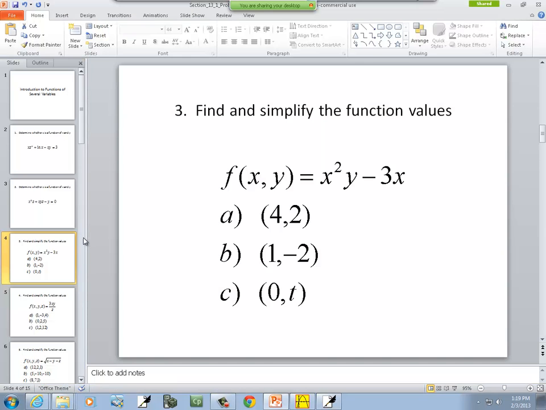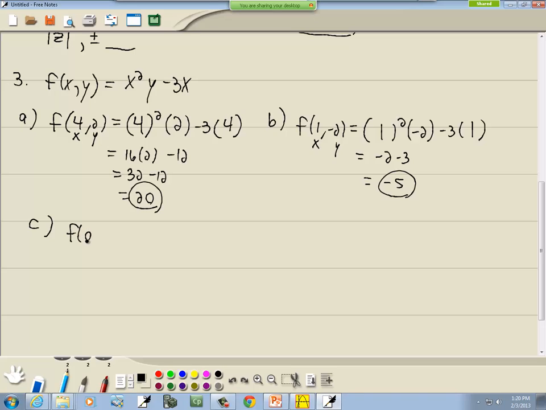And then part C, we want to find f of 0, t. So again, we'll go through and replace our variables with parentheses. This is our x and this is our y, so we'll put 0 in for x and we'll put t in for y. Well, 0 squared is 0, times t is 0, minus 3 times 0 is 0, so 0 minus 0 just gives us 0. That wasn't a very exciting one.